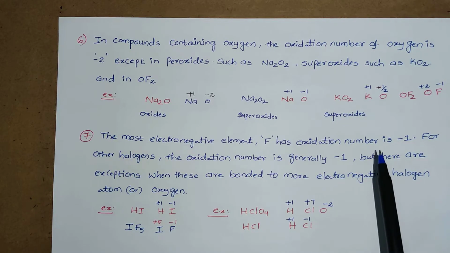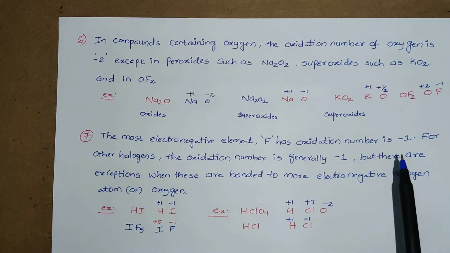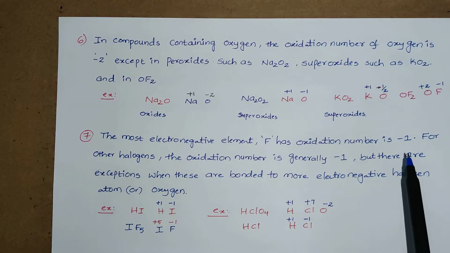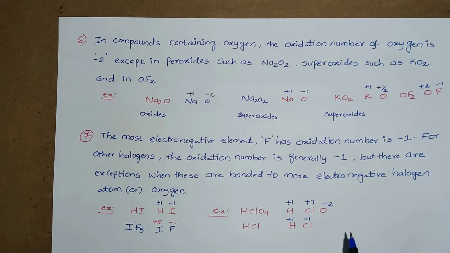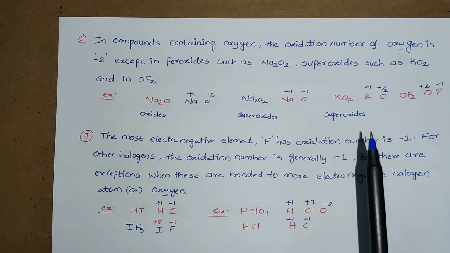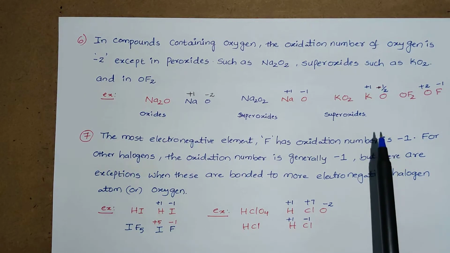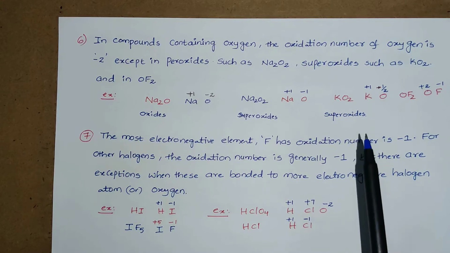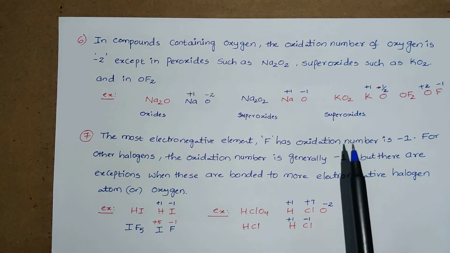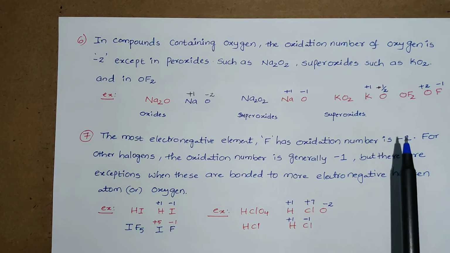-2 is the oxidation state in normal oxides, -1 is the oxidation state in peroxides, and -1/2 is the oxidation state in superoxides. So I would like to conclude that oxygen shows a negative oxidation state: -2 in normal oxides, -1 in peroxides and -1/2 in superoxides. Only in one compound can oxygen show a positive oxidation state, that is OF2. In that, the oxidation state of oxygen is +2.